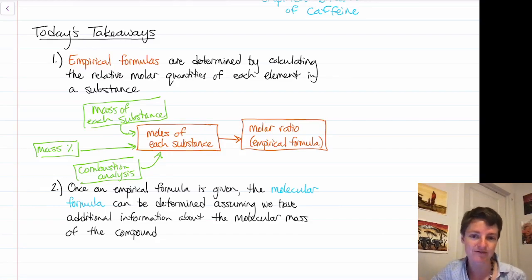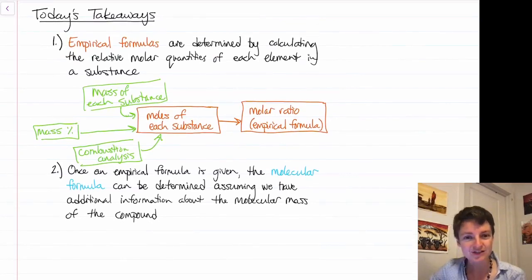Our second takeaway for today is that once we've determined the empirical formula of a compound, we can go a step further and determine the molecular formula, assuming we have additional information about the molecule. And in particular, we need to know the molecule's molecular mass, which we can figure out by doing, for instance, a mass spectroscopy experiment.